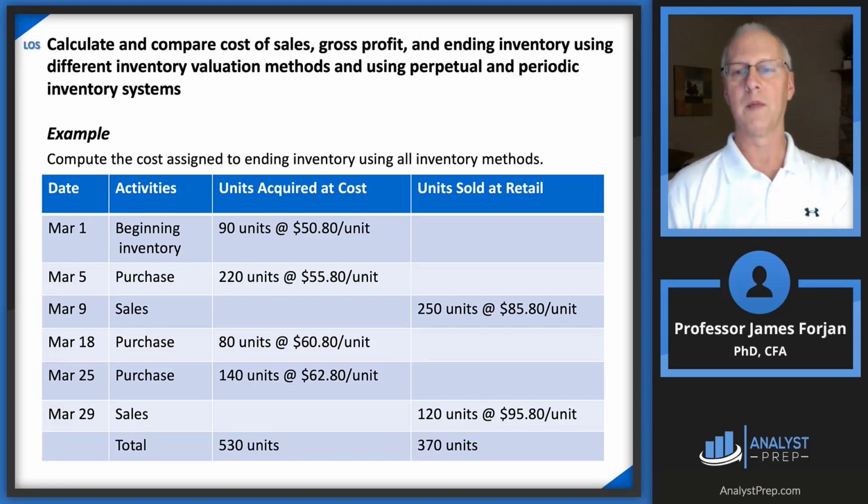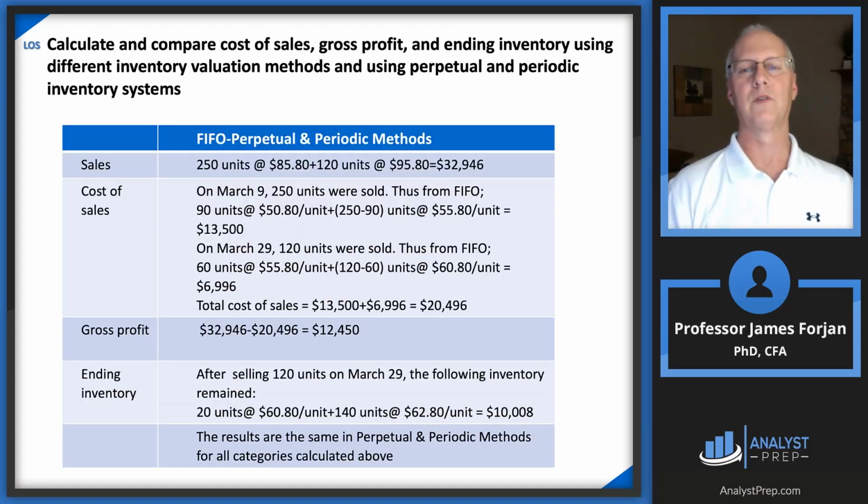All right, so look at the bottom right. We sold 370. So in general here, now I don't want to do mathematics just yet, in general, those first units, the 90 from March 1st, the 220 from March 5th, the 80 from March 18th, those are going to be the first ones in, so then the first ones sold. So the question then becomes, how do we value those? So let's go ahead and value those. But first, let's do the sales.